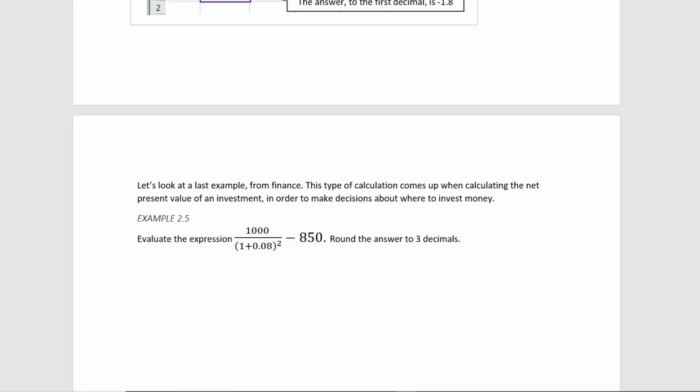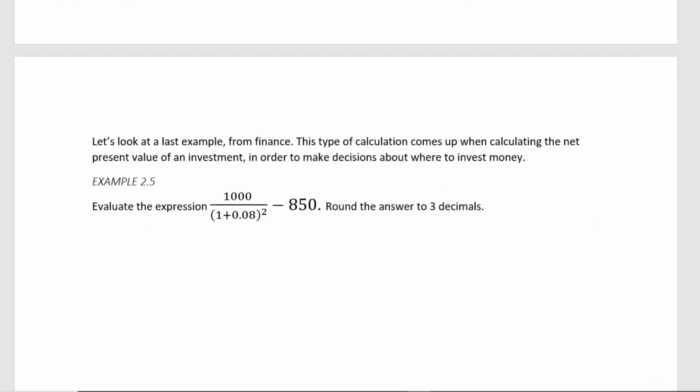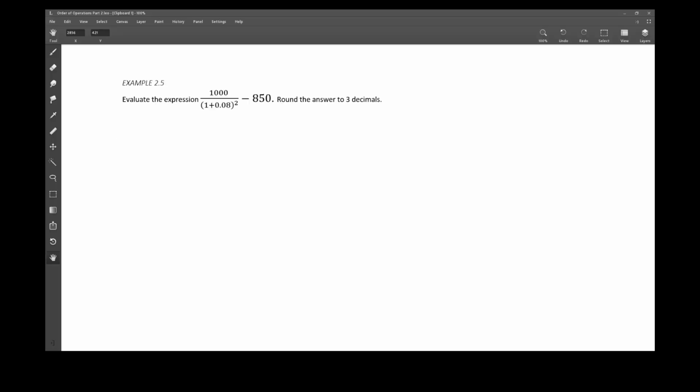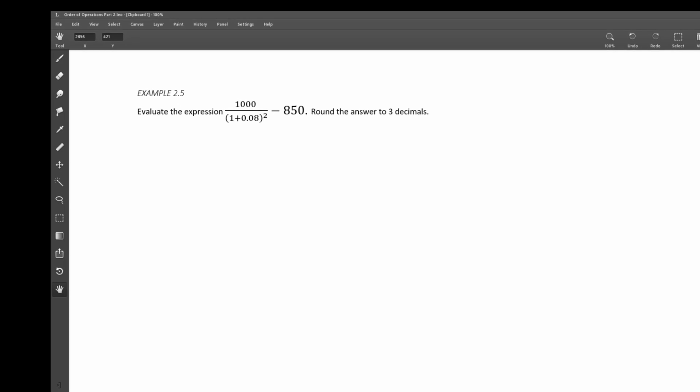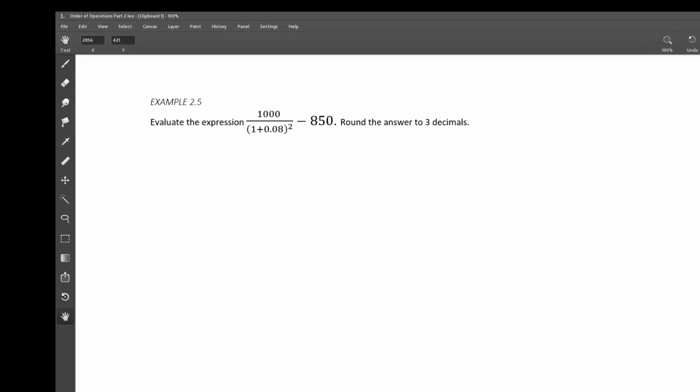Our last example in our order of operations section comes from finance. This type of calculation comes up when calculating the net present value, or NPV, of an investment. And you do that in order to make decisions about where to invest money. So example 2.5 says, evaluate the expression 1,000 divided by, in parentheses, 1 plus 0.08, quantity squared, minus 850. And it says round the answer to 3 decimals. So 3 decimals, as we learned in our rounding section, is the thousandths place.